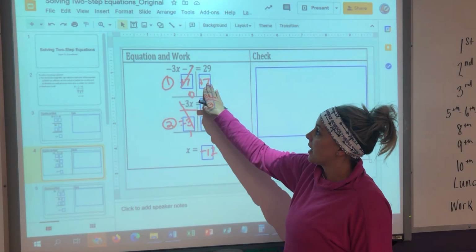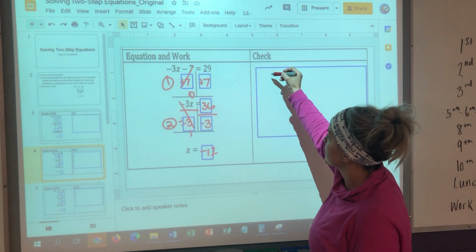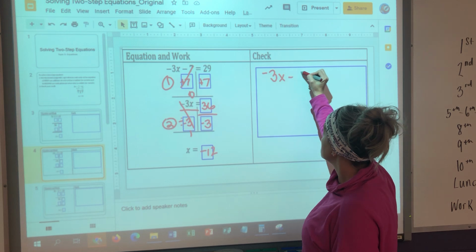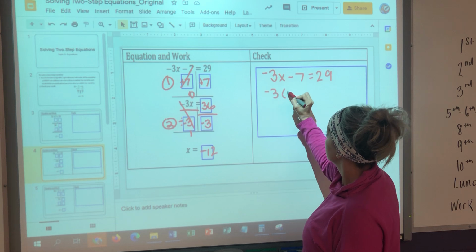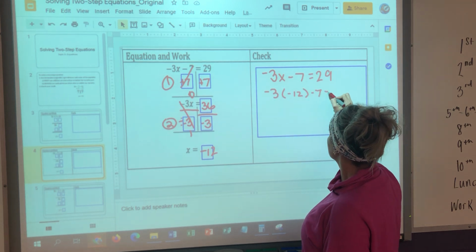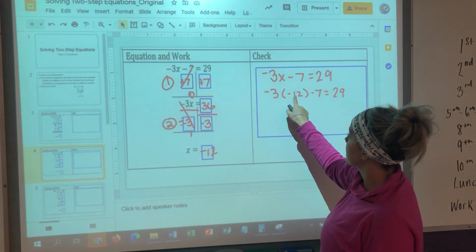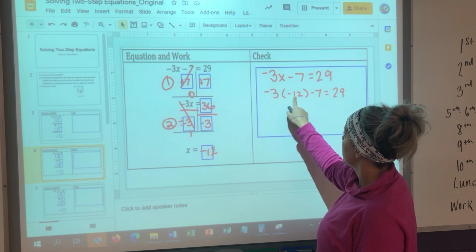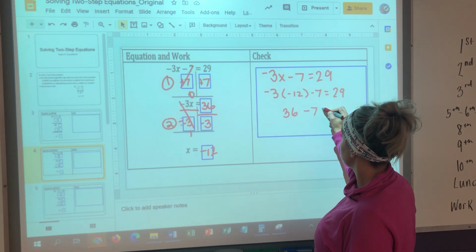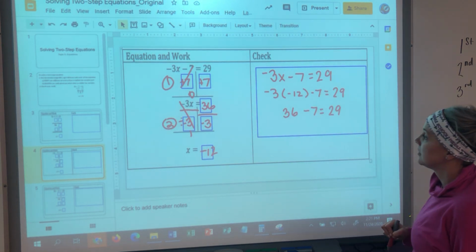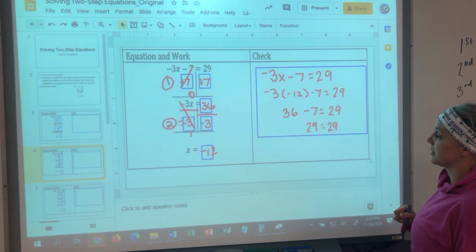So again, first step, add or subtract. Second step, multiply or divide. So again, to check it, rewrite, plug in, and then do the math. Negative times a negative is a positive. 3 times 12, 36. Bring down the rest of the equation. 36 minus 7 is 29.